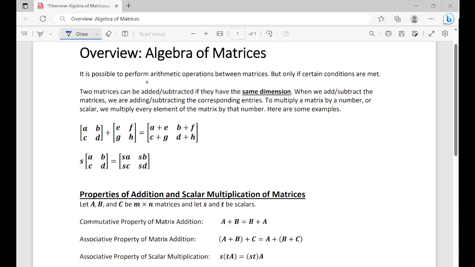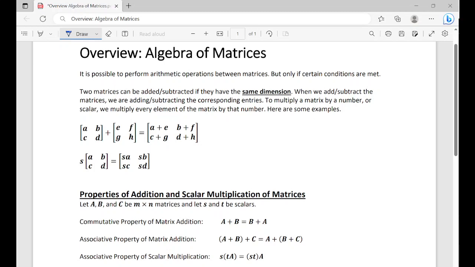It is possible to perform arithmetic operations between matrices, but only if certain conditions are met. Two matrices can be added or subtracted if they have the same dimension. When we add or subtract the matrices, we are adding or subtracting the corresponding entries. To multiply a matrix by a number or a scalar, we multiply every element of the matrix by that number.